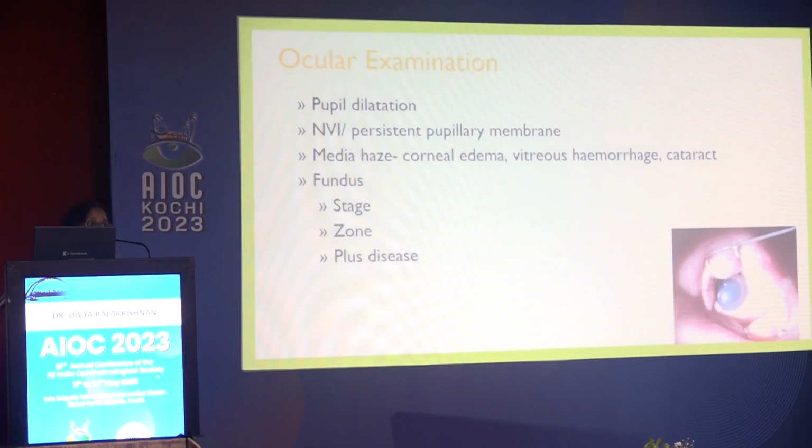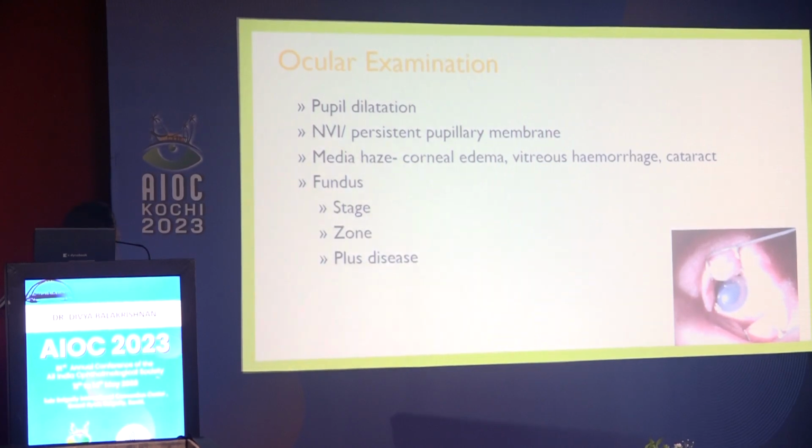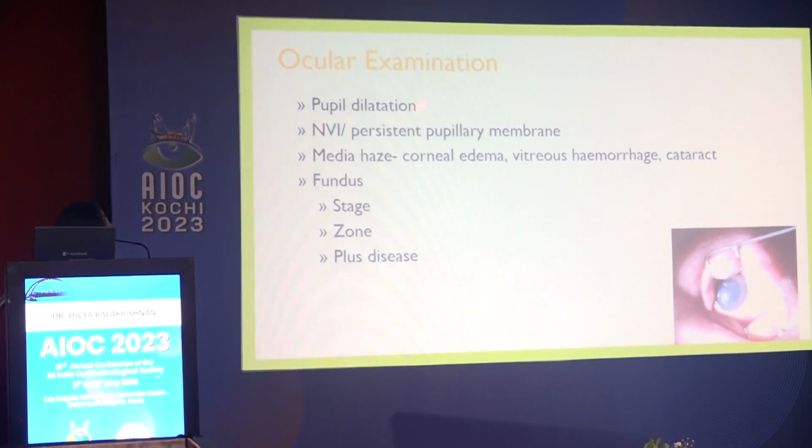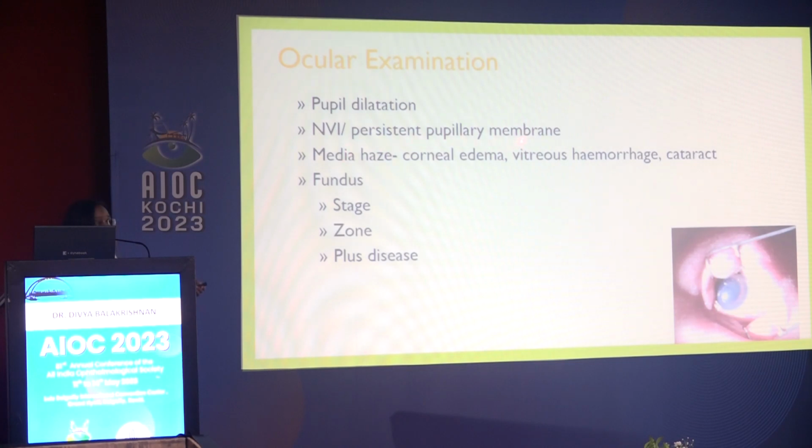Now, before going to the fundus, using the 20D itself, you can look at the anterior segment. Look for the extent of pupil dilatation. If you see a well-dilated pupil, then you should be happy. If you don't see that, if there is a non-dilating pupil, always look at the peripupillary rim, look for any neovascularization of the iris. Also look for any persistent pupillary membrane, and you should not get confused between these two.